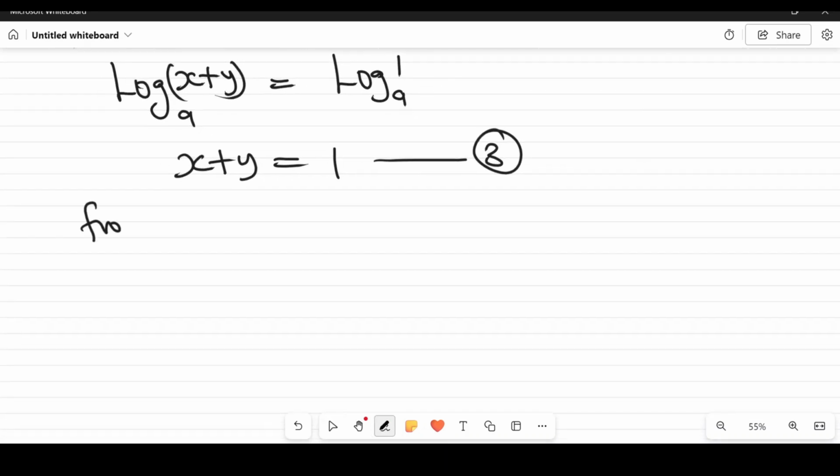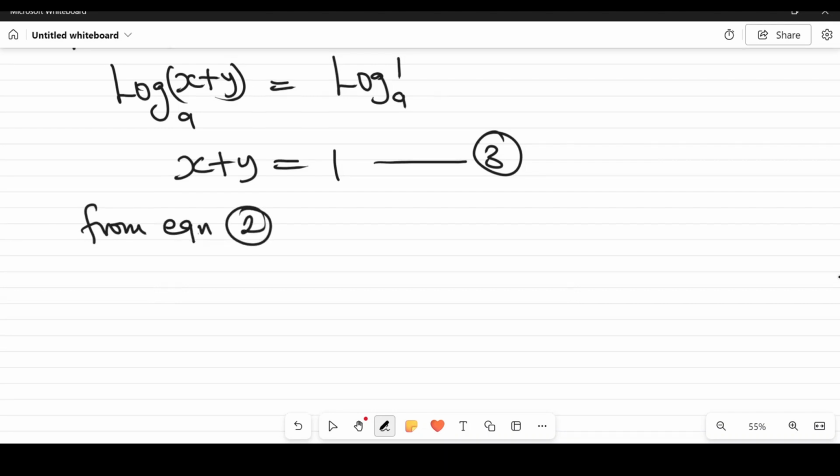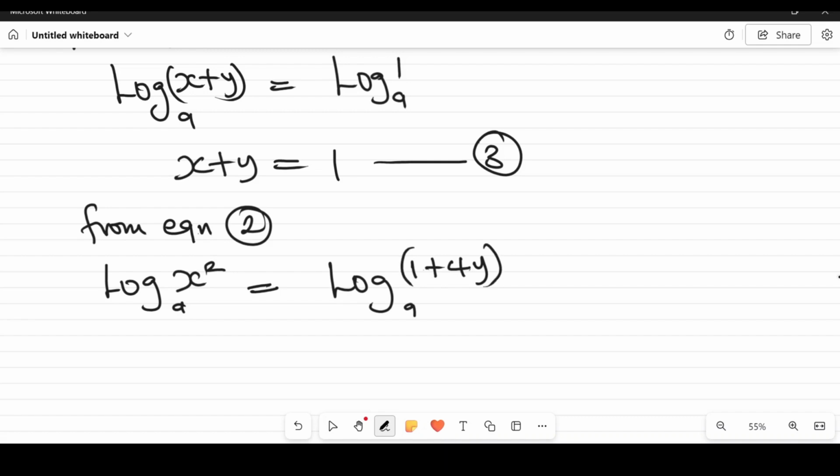From equation 2, we have that log x squared to base A is equal to log 1 plus 4y to base A. At this point, since we have the same base, our equation becomes x squared equal to 1 plus 4y. So we call here equation 4.